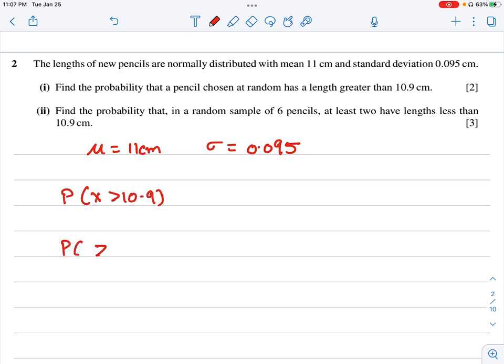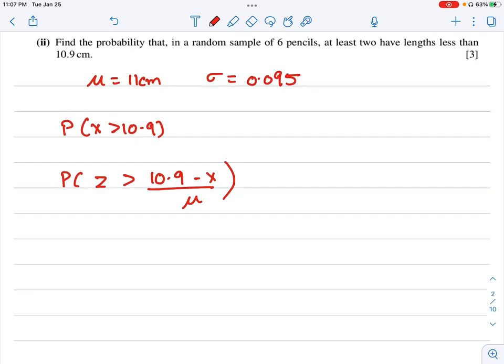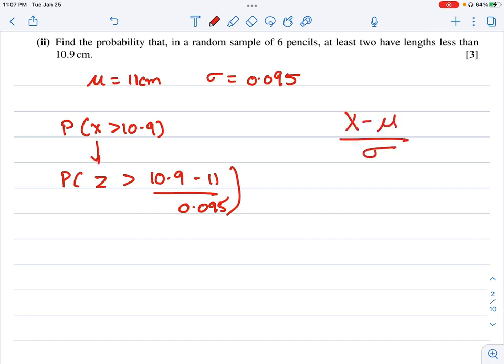So convert x into z. Z greater than 10.9 minus mu upon sigma. Convert x value minus mu upon sigma, not x upon mu. So 10.9 minus mu. Mu value is 11 upon sigma. Sigma is 0.095. So I converted x into z by using the formula x minus mu upon sigma. X is 10.9 minus 11 upon 0.095. So probability of z greater than minus 1.0526.